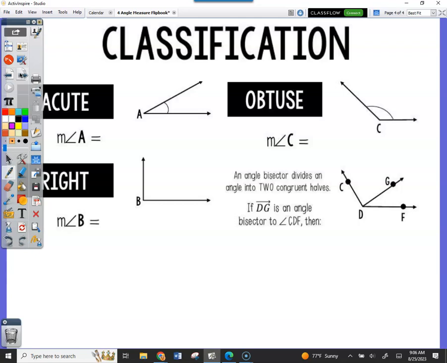All right, if you would come right here and write the definition for acute. The measure of an acute angle is always less than 90 degrees.